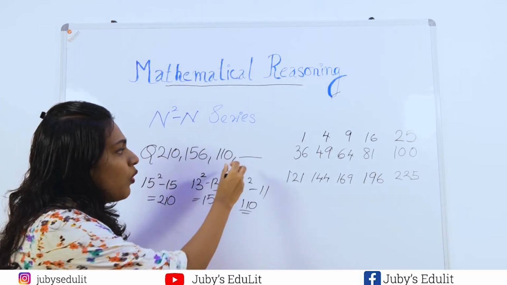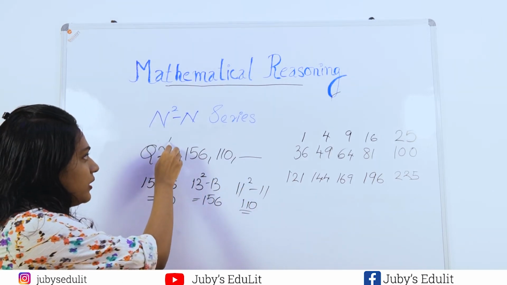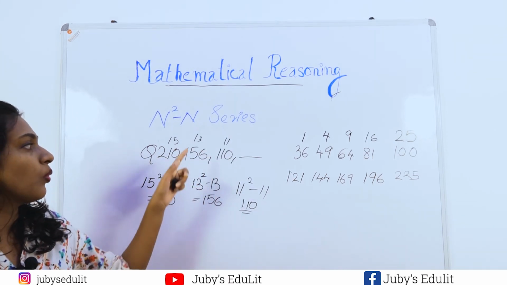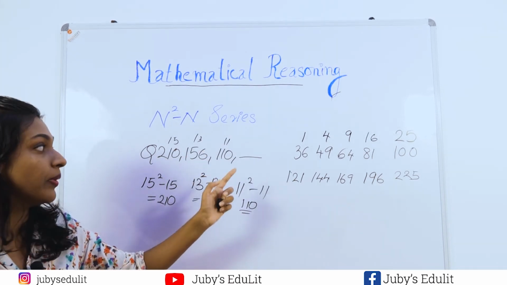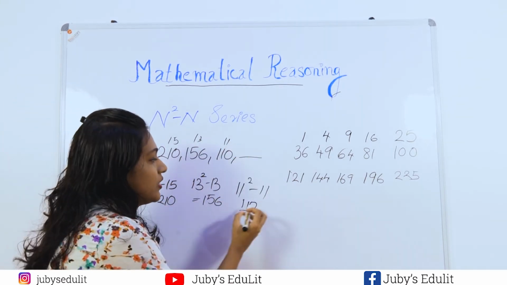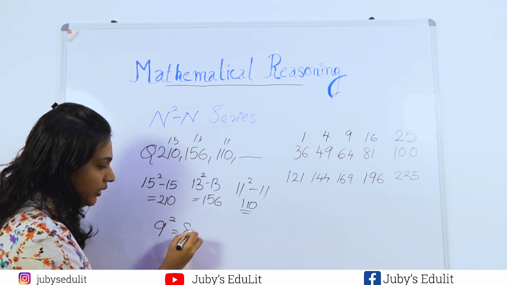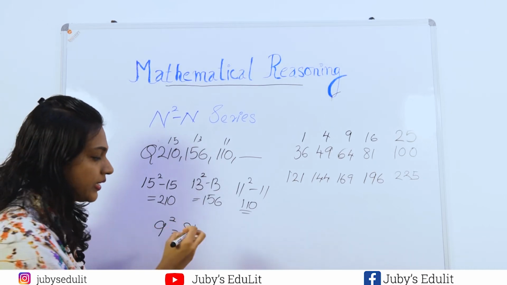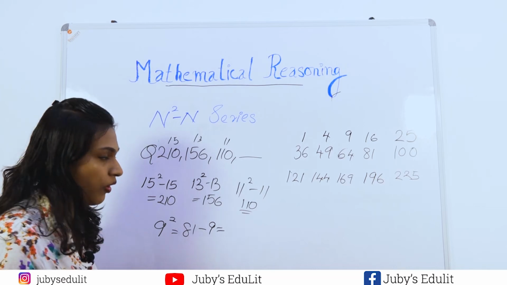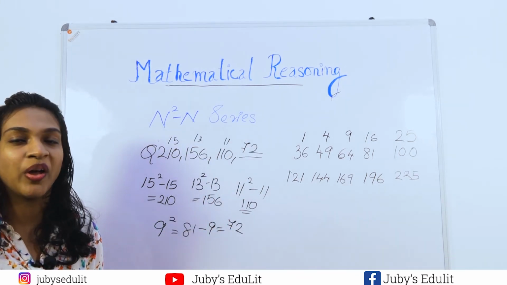Now let's see what will be the next number. So here it is 15, then it is 13, then it is 11. So in descending order, what is the odd number after 11? It is 9. So 9 square gives an answer of 81. And in n square minus n series, when 81 is subtracted by 9, it gives an answer of 72, which is the right answer here. So this is an n square minus n series.